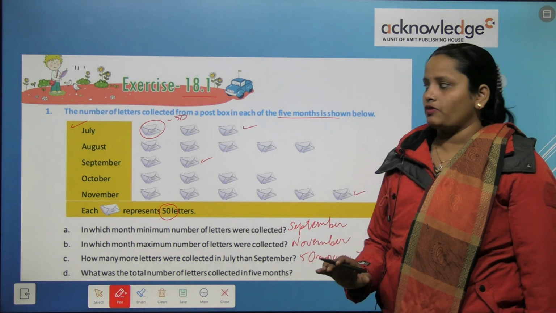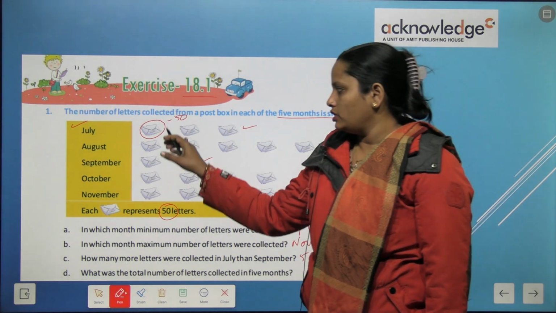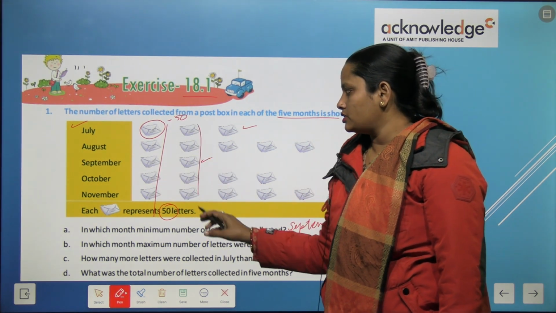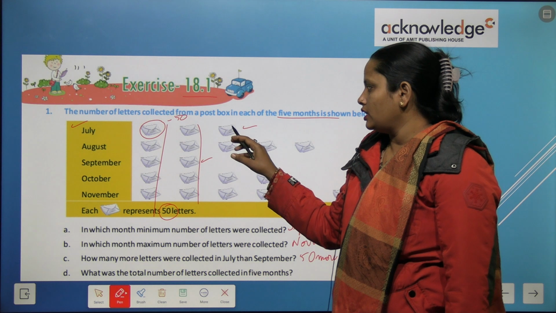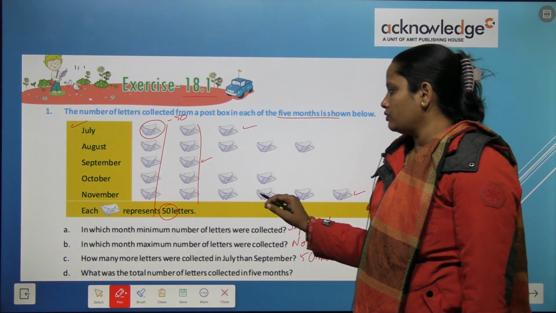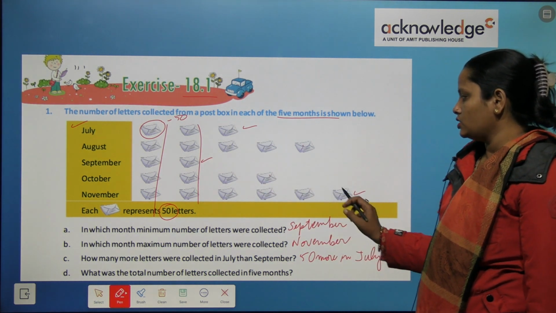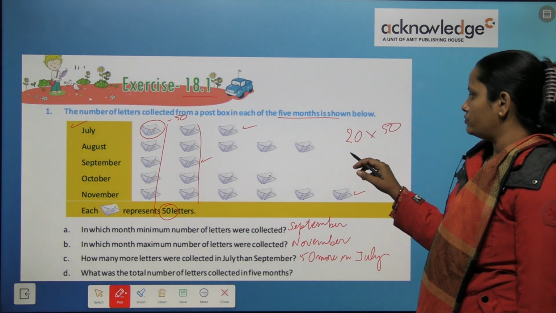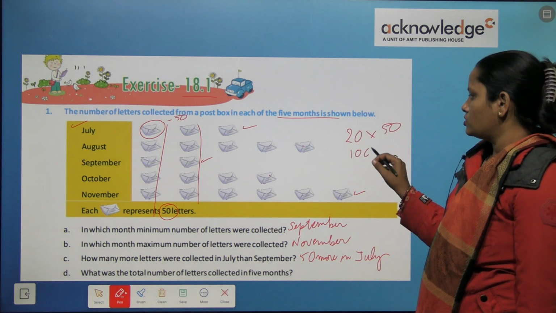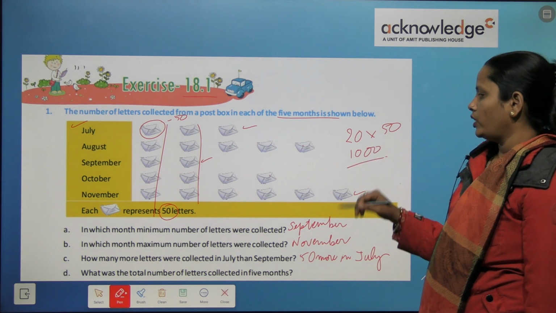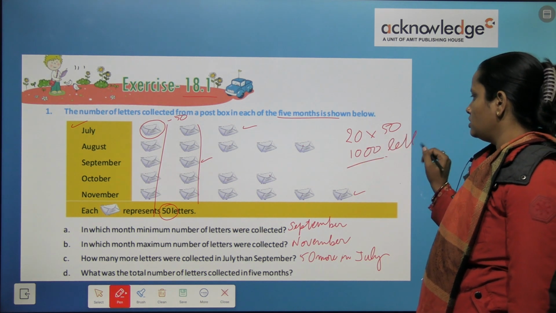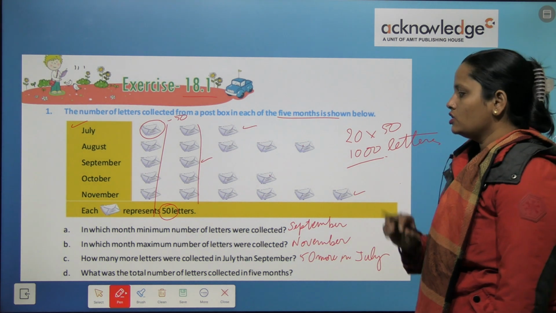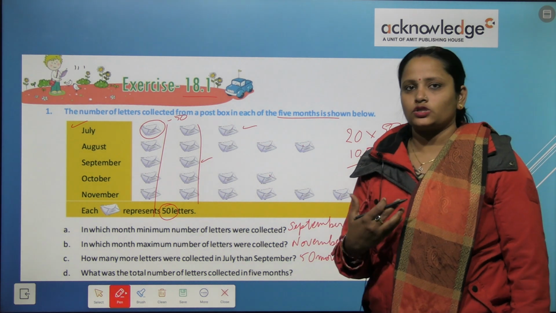Now we have to find out the total letters. So let's see, 1 2 3 4 5, then 10, then 11 12 13 14 15 16 17 18 19 20. So 20 multiply 50. So it will be 1000 letters. Is it clear, children? So similarly, we have to do the next question.